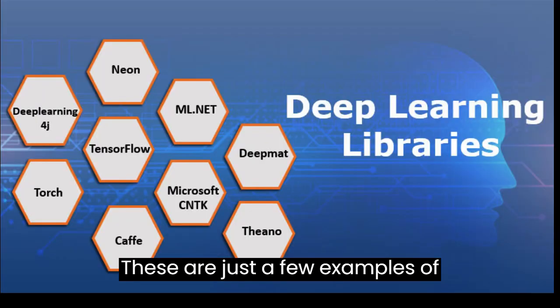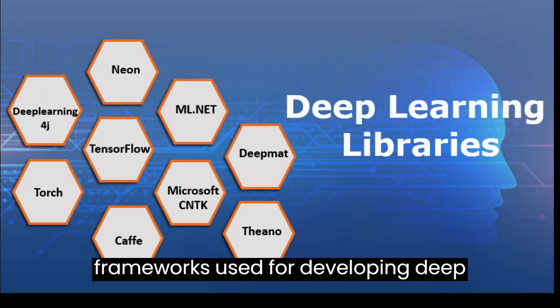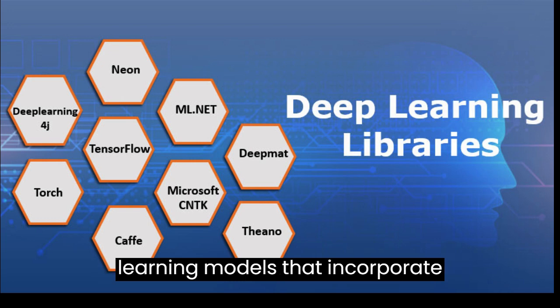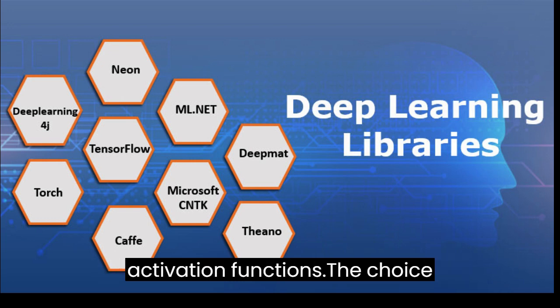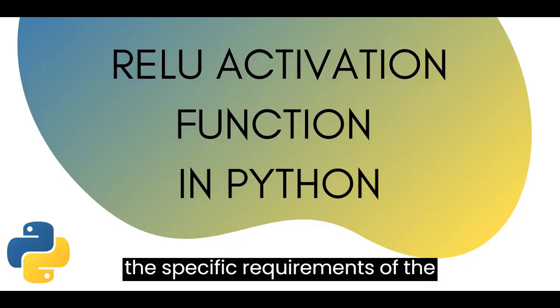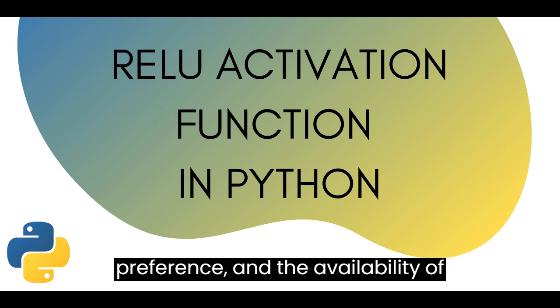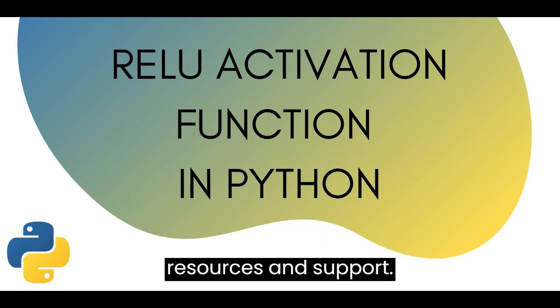These are just a few examples of software development technologies and frameworks used for developing deep learning models that incorporate activation functions. The choice of technology depends on factors such as the specific requirements of the project, the programming language preference, and the availability of resources and support.